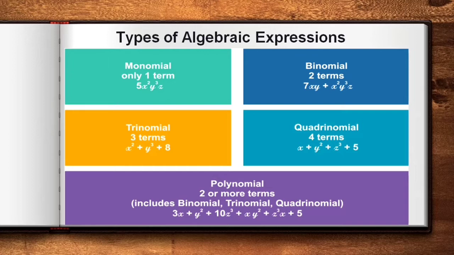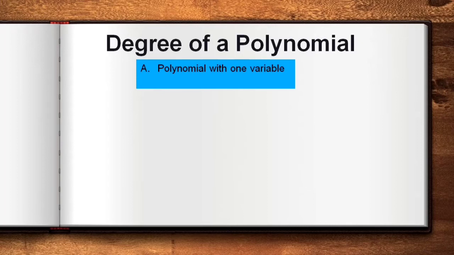In general, any algebraic expression with two or more terms is called a polynomial. Poly means many, nomial means term. An expression with many terms is called a polynomial. So binomial, trinomial, quadrinomial, and so on, all are called polynomials. Let's go ahead and learn the degree of a polynomial.